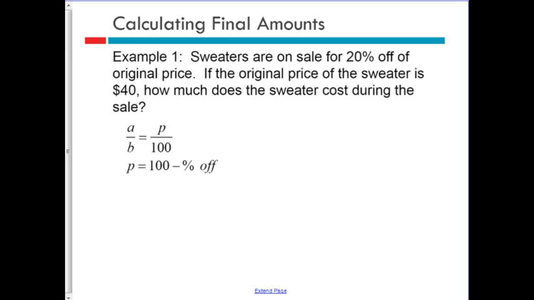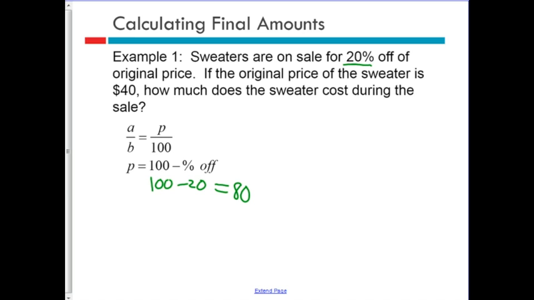So here's an example. If you watched the prior video on applied percent problems, this looks familiar, but it's not quite the same. Sweaters are on sale for 20% off of original price. If the original price of the sweater is $40, how much does the sweater cost during the sale? Before, we just asked you to find out how much you saved. So you would use 20% for your P. But what you're really using for P in these problems is the 100 minus 20% off. So when we solve this problem, our P becomes 80.